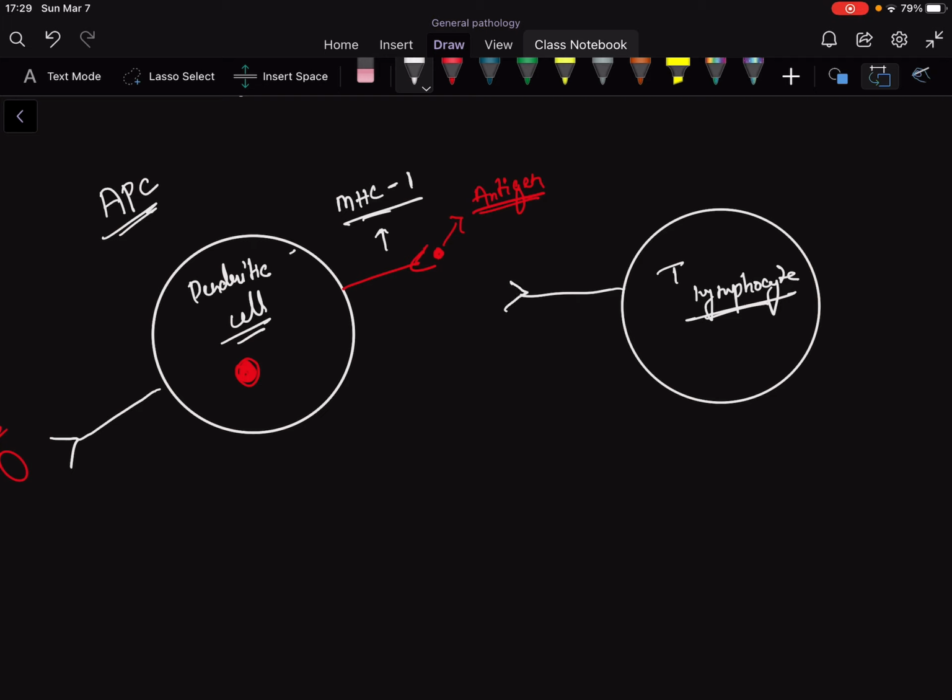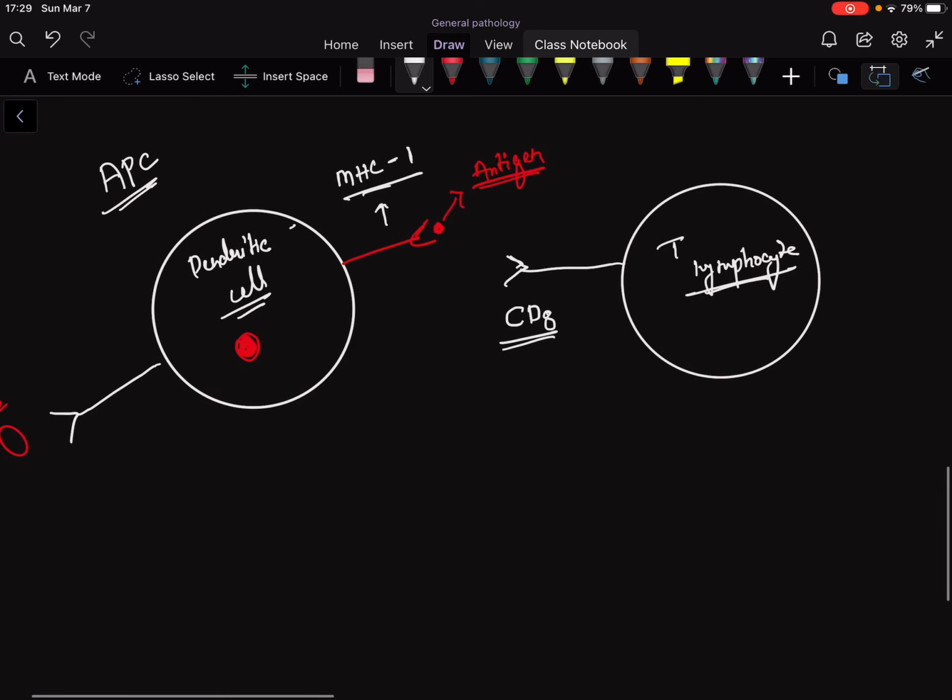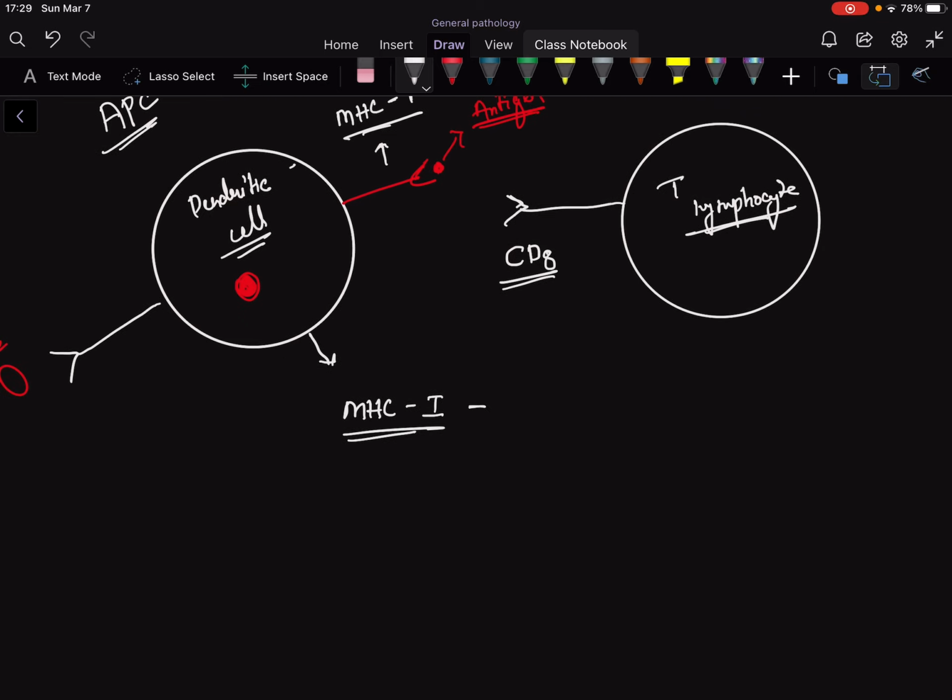This receptor present here is called the CD8 receptor. So when the MHC class 1 receptor, which is present on the dendritic cell, comes in contact with the CD8 receptor, this is the CD8 receptor present on the T lymphocyte, then only there is activation of T lymphocytes. This is very important. MHC class 1 only activates CD8 positive T lymphocytes.